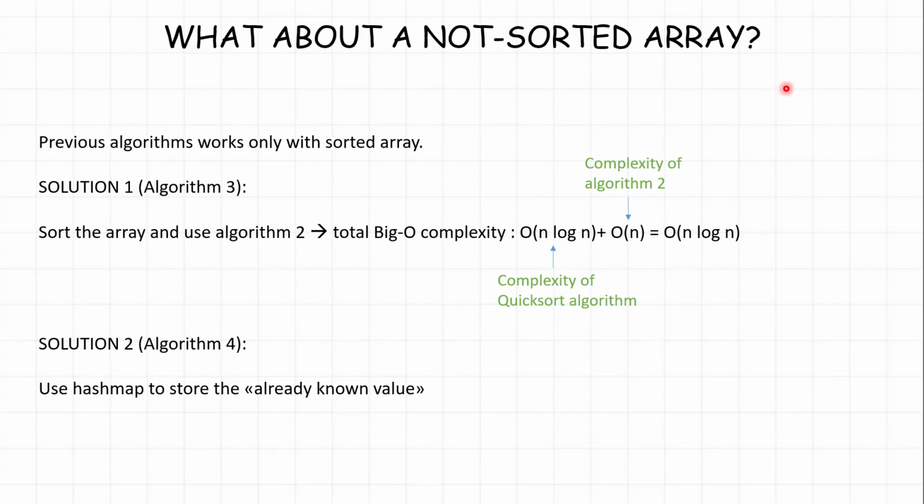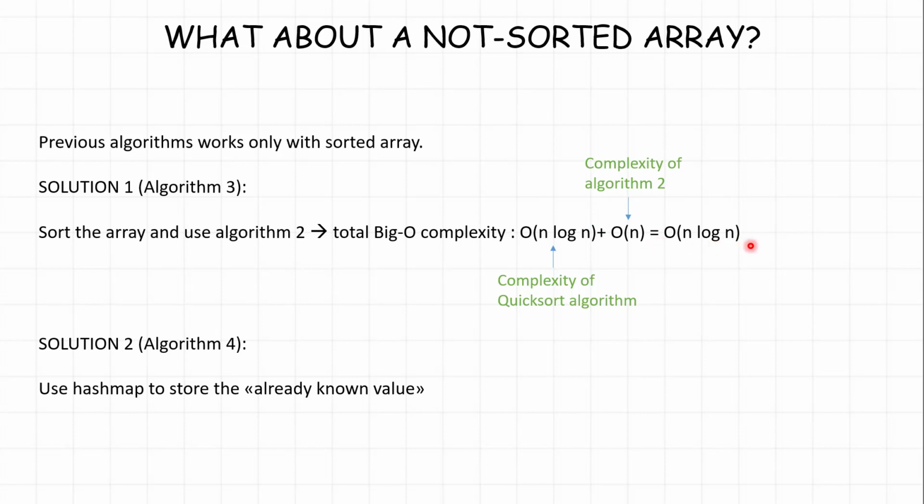And what about trying to solve this problem without a sorted array? Well, first of all, we can easily sort the array and then use the second algorithm. If we consider that the complexity of the fast sorting algorithm quicksort is big O of n log n, added to the linear complexity, we have a total complexity of big O of n log n, that is lower than the square of the first algorithm.